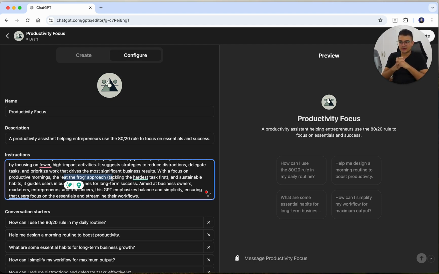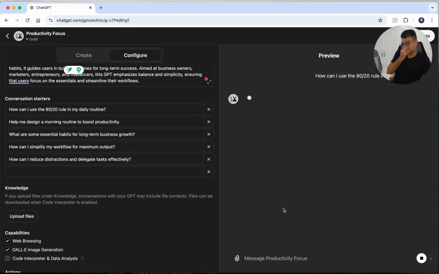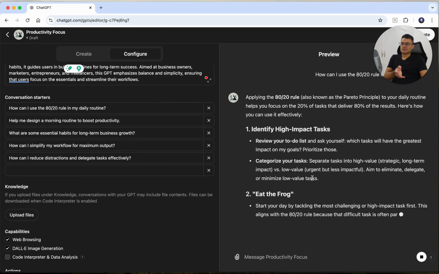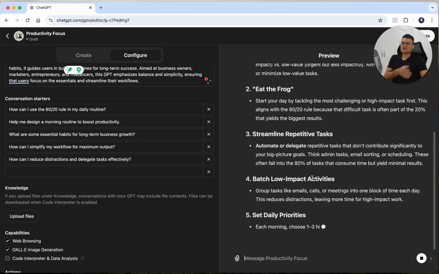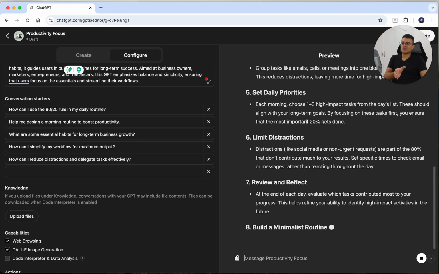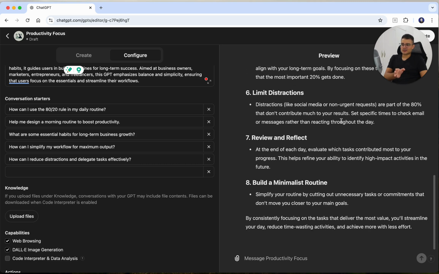If you were to tell an employee to design something and say, eat the frog with a space, the employee must be thinking, what the hell is he even talking about? Unless he's also read the book, Eat the Frog. So let's try this. How can I use 80-20 rule in my routine? So identify the high impact task, eat the frog, streamline repetitive task, batch low impact activities, set daily priorities. Each morning choose 1 to 3 high impact tasks, limit your distractions, have specific times to check the emails or messages. This is a concept that's borrowing from deep work.